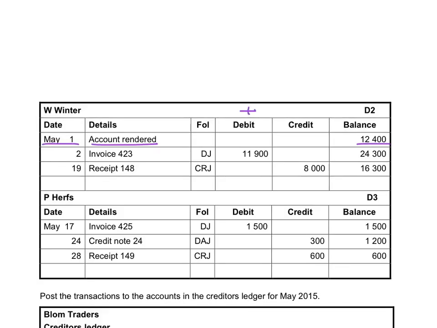The debtor increases on the debit side. We issued an invoice to him on the 2nd, invoice number 423. This entry is posted from the debtors journal and will increase with $11,900 on the debit side. After the invoice was recorded, we will calculate the outstanding balance, taking $12,400, adding $11,900, and that increases his outstanding balance to $24,300.